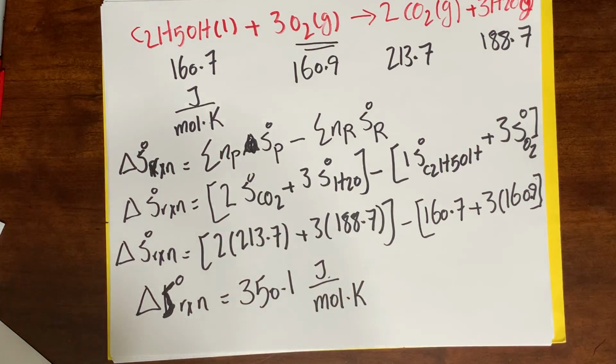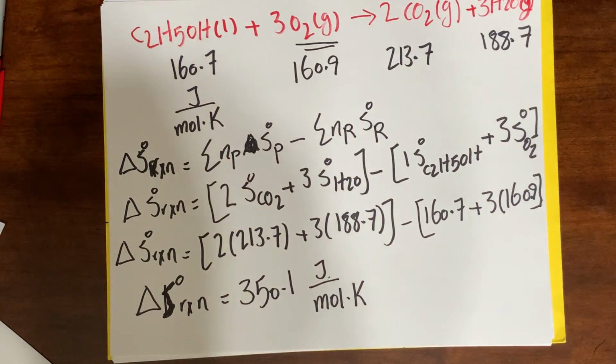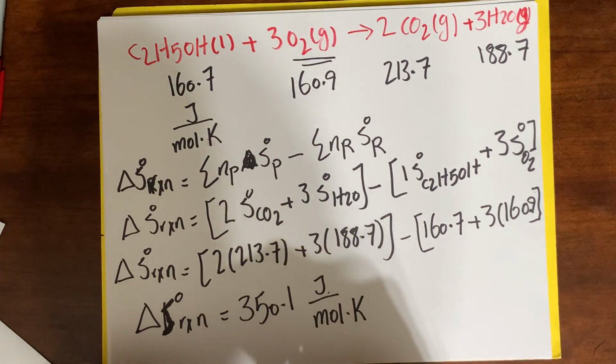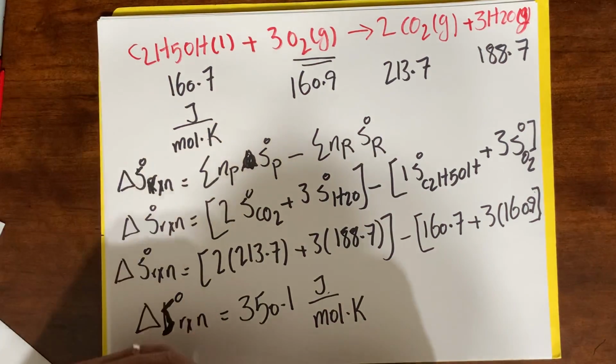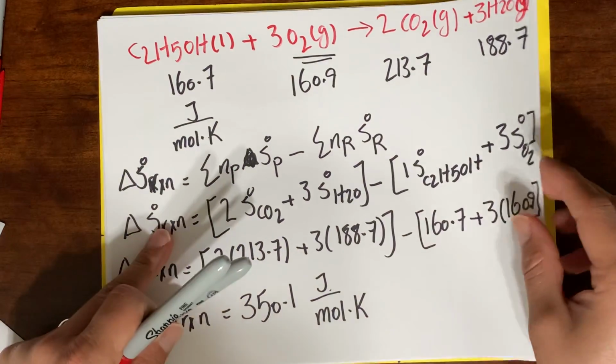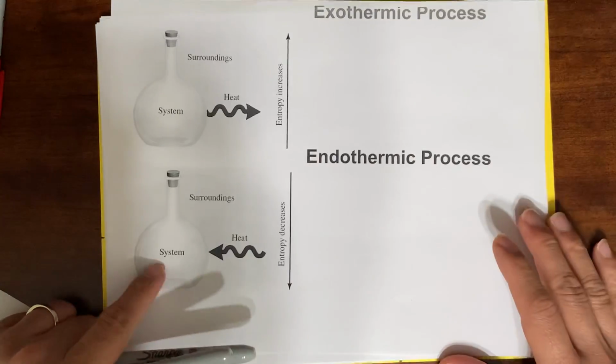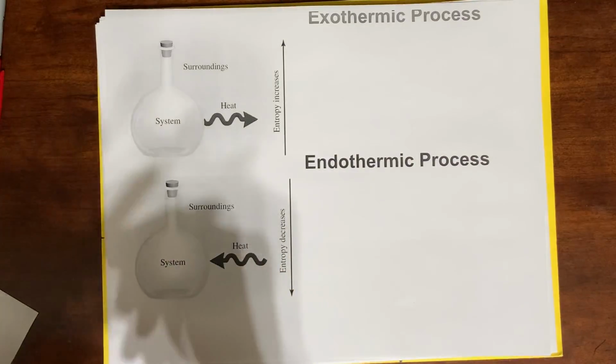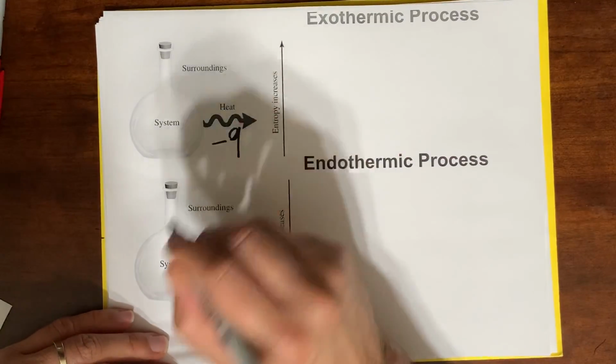Okay. Now that we know how to calculate entropy for a reaction, we can talk about change in entropy of exothermic and endothermic reactions. So let's say you have this. First one, you have an exothermic process. So heat is going out. We are losing heat, so I'm going to say minus heat.